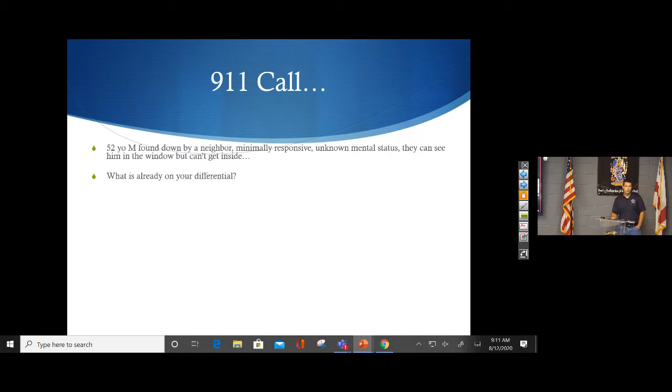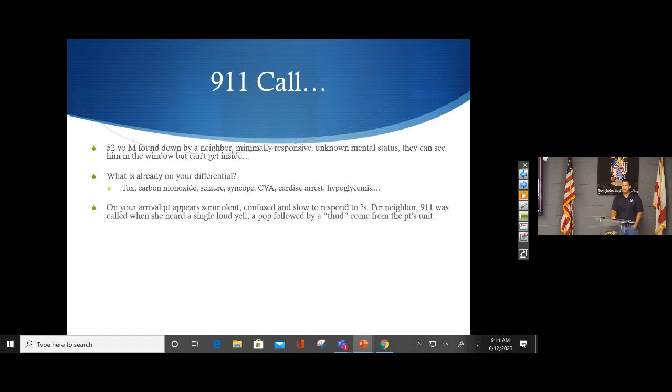Okay. So what are you thinking? That's the call out. That's the information you have en route. What are you starting to think about? What could this be? Cardiac arrest. What else? Blood sugar. Okay. So tox, overdose of any kind. Fall. Stroke. It's a pretty broad differential, right? So tox, carbon monoxide, seizure, syncope, stroke, cardiac arrest, blood sugar, and a lot of others.